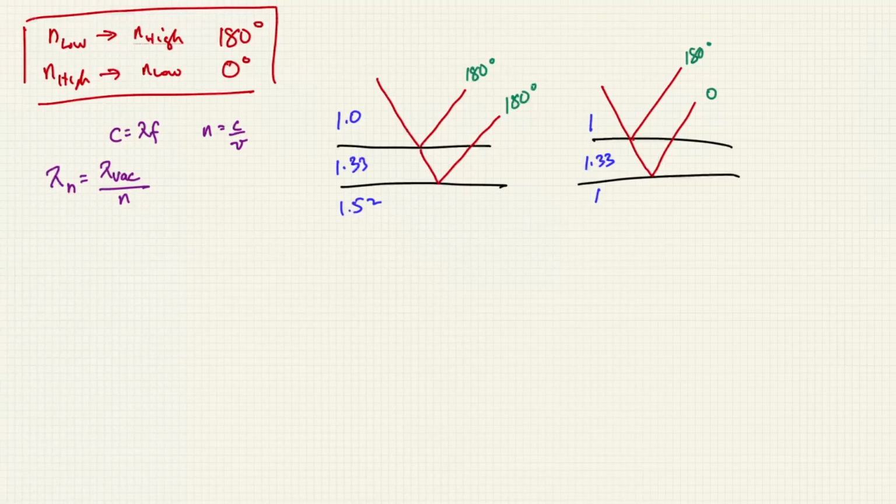Lucky for us, we're not going to have to deal with actually calculating those wavelengths, because we're going to do a little bit of a substitution trick that's going to help us. But I just wanted you to understand that light is doing something as it enters these thin films. We're moving into a different material, and so the wavelength is going to change.